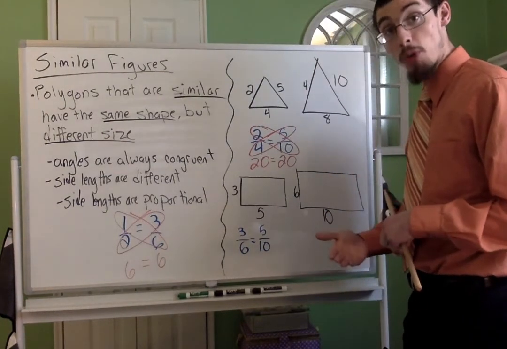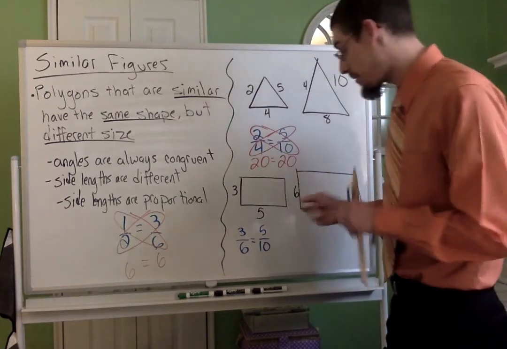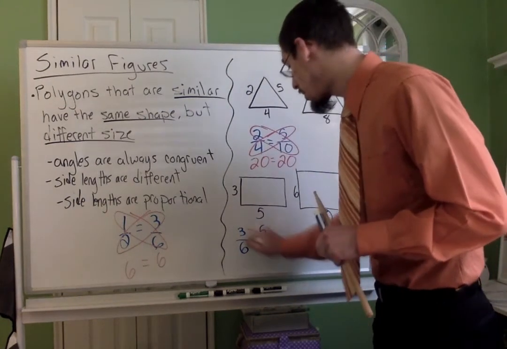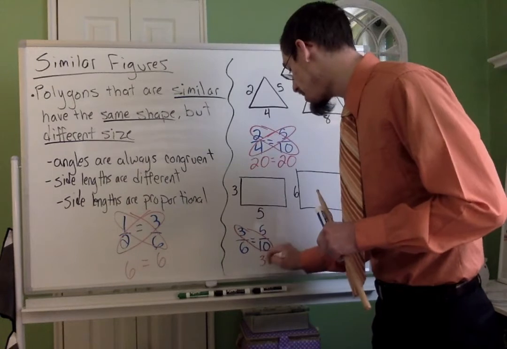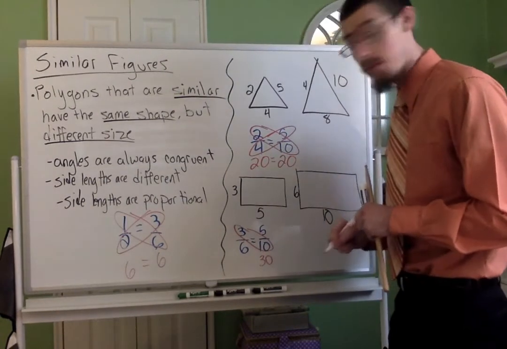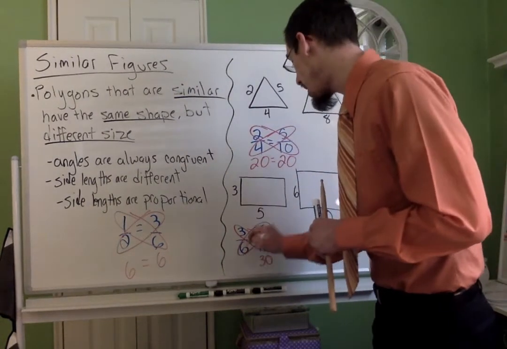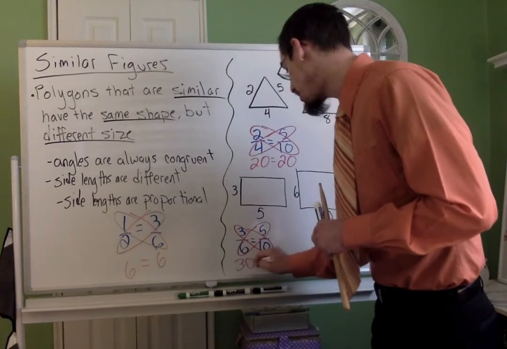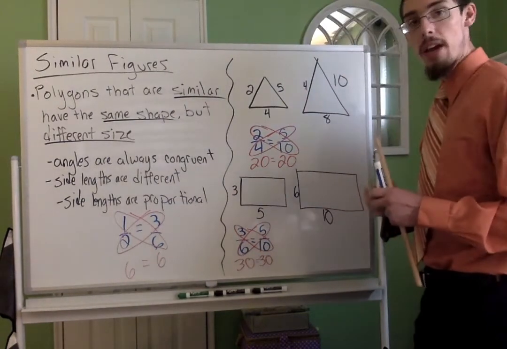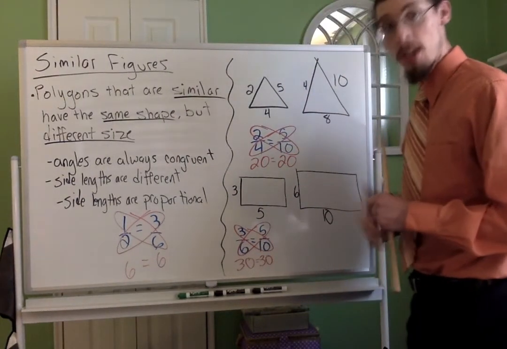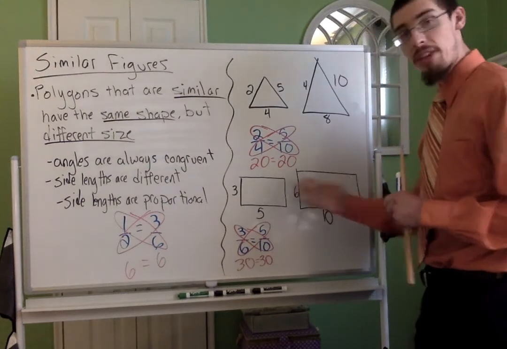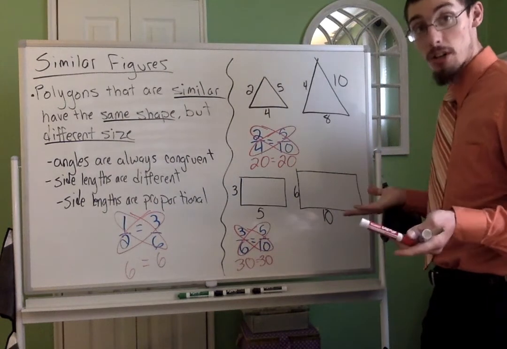Let's use cross multiplication to check that. 3 times 10 is 30, and 6 times 5 is 30. So you get 30 equals 30, proving to you that these are similar rectangles.